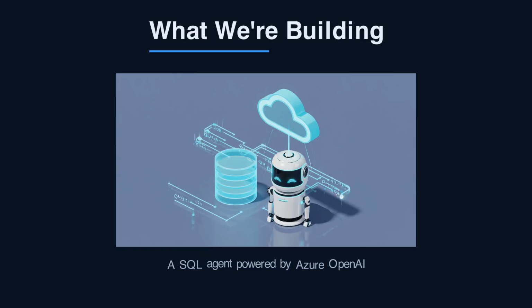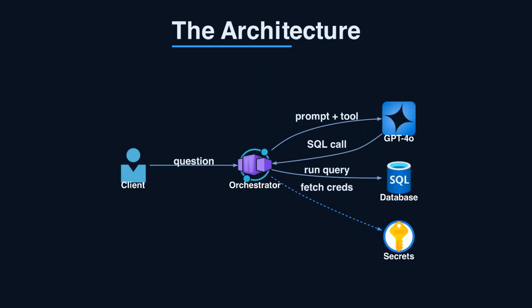This is a pattern you could rebuild from memory. Let's wire it up. Here's how the pieces fit. A client sends a question to our orchestrator. The orchestrator calls Azure OpenAI with the user message plus a tool definition that describes a single function. Run a read-only SQL query.